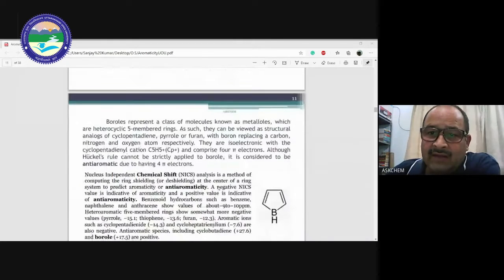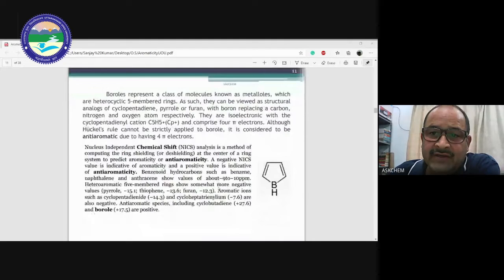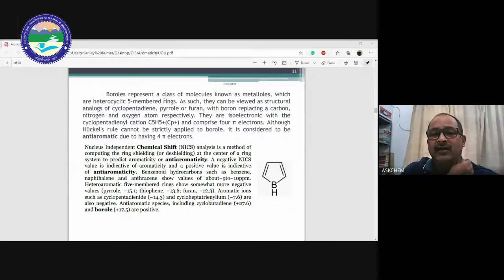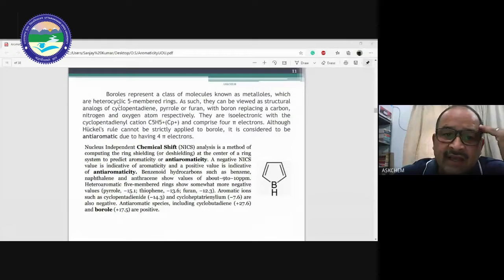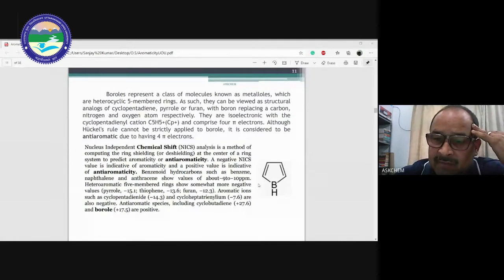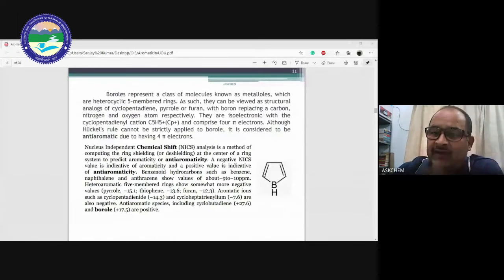Now, another class of compound which substantiates this about cyclobutadiene is the borol. Now see the case of borol. The diagram is here. It's the boron. Boron is trivalent, and in this pentavalent cyclopentane-type structure, here we have only four electrons, so it has to be anti-aromatic, and this is being proved.